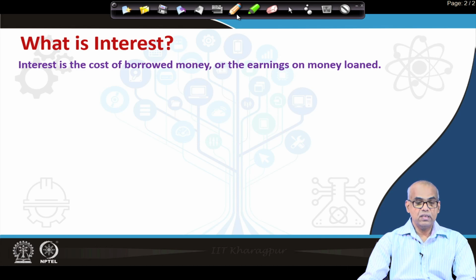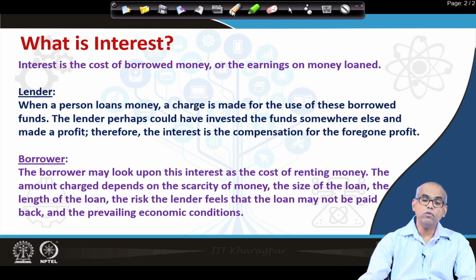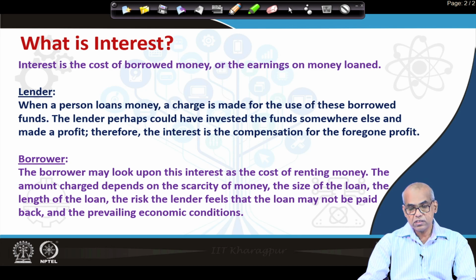So, what is interest? Interest is the cost of borrowed money or the earning on money loaned. From a lender's point of view, when a person loans money, a charge is made for the use of these borrowed funds. The lender perhaps could have invested the fund somewhere else and made a profit. Therefore, the interest is the compensation for the foregone profit. From the borrower's point of view, the borrower may look upon this interest as the cost of renting money.